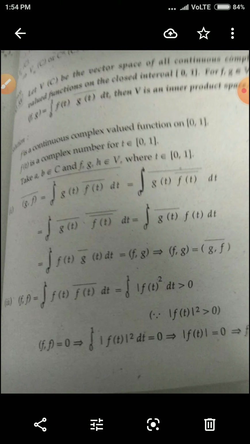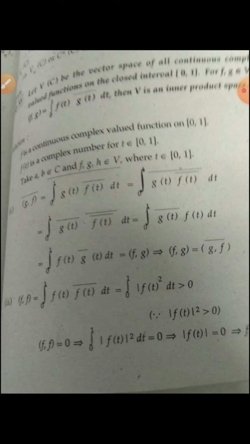Now consider g comma f conjugate, that is nothing but integral 0 to 1 g of t into f of t whole conjugate dt. That is nothing but integral 0 to 1 g of t into f of t conjugate whole conjugate dt. That is equal to integral 0 to 1 g of t conjugate into f of t double conjugate dt, which is integral 0 to 1 g of t conjugate into f of t dt. So that is equal to integral 0 to 1 f of t into g of t conjugate dt. That is nothing but inner product f comma g. Therefore inner product f comma g is same as inner product g comma f whole conjugate. So conjugacy property is verified.